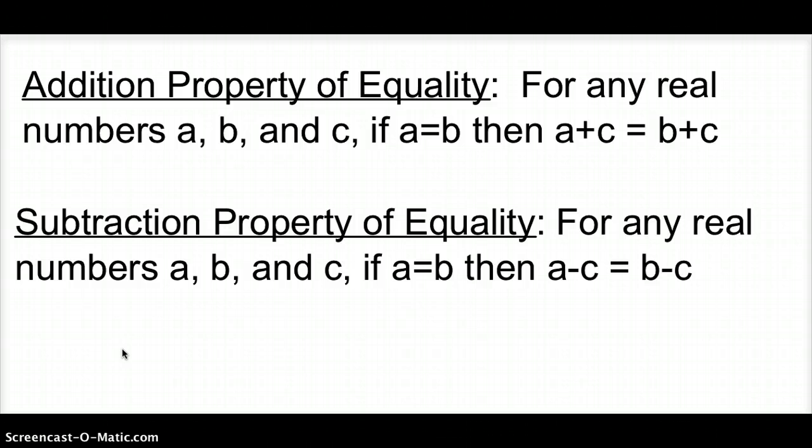Same thing with subtraction. The subtraction property of equality says for any real numbers a, b, and c, if a equals b, then a minus c is going to equal b minus c. So in other words, if you subtract the same thing from both sides of an equation, it will still be equal to each other on both sides. So that lets us do some things in terms of being able to get variables isolated, or get variables alone.